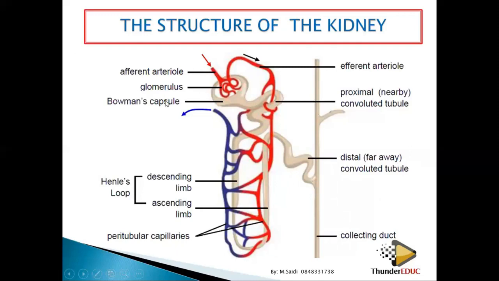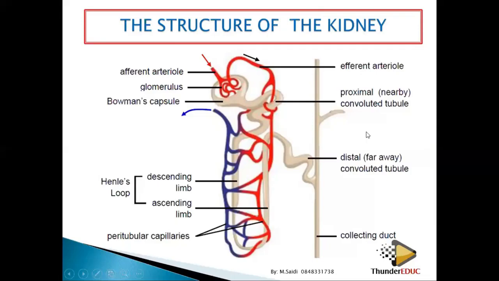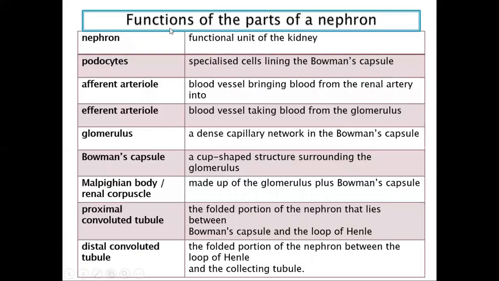You need to know these parts. At least you need to know how to label it. So what are some of the functions of the parts of this nephron? Number one, the nephron is the functional unit of the kidney.